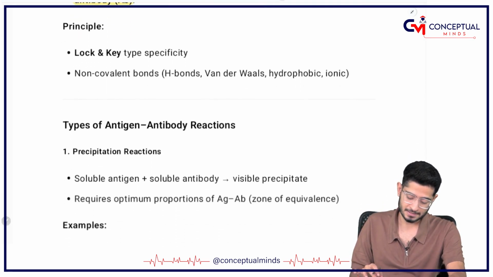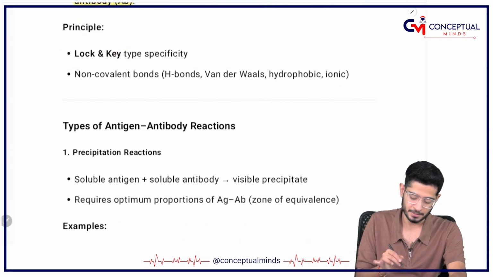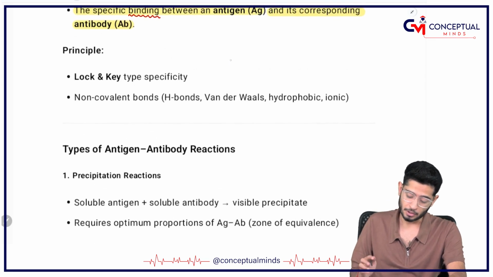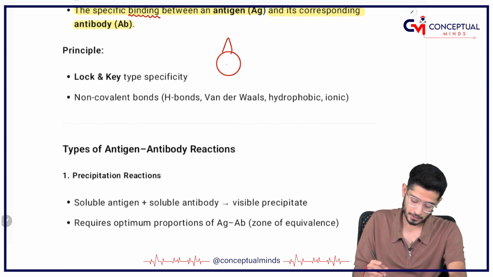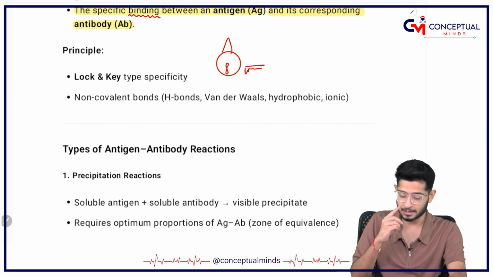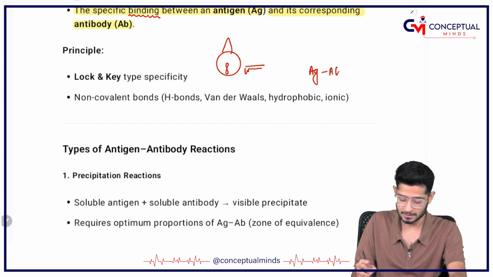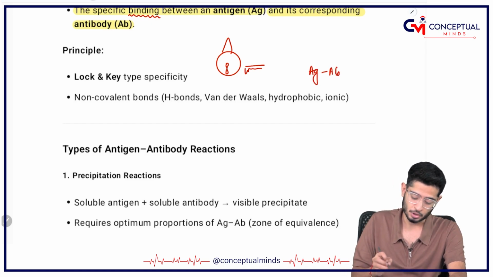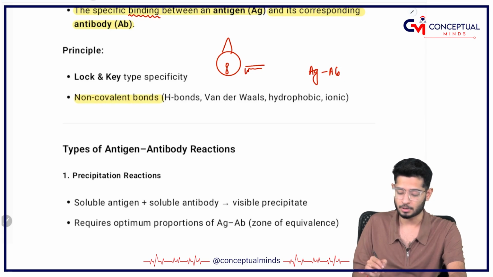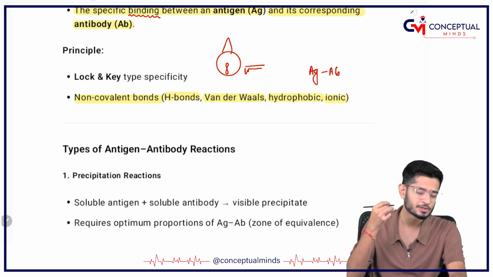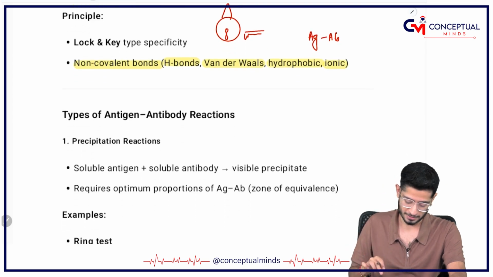Alright. So how does this happen? It happens via the principle of lock and key. Just like a lock has a specific key, similarly, a specific antigen has a specific antibody, and they join with the help of some non-covalent bonds like hydrogen bonds, van der Waals forces, ionic bonds, hydrophobic bonds, etc., which I think you people know more than me.